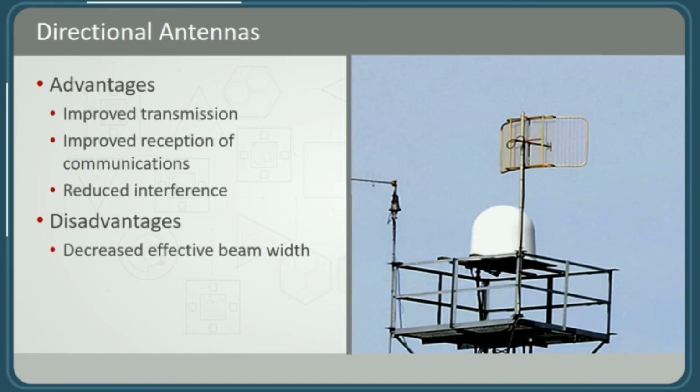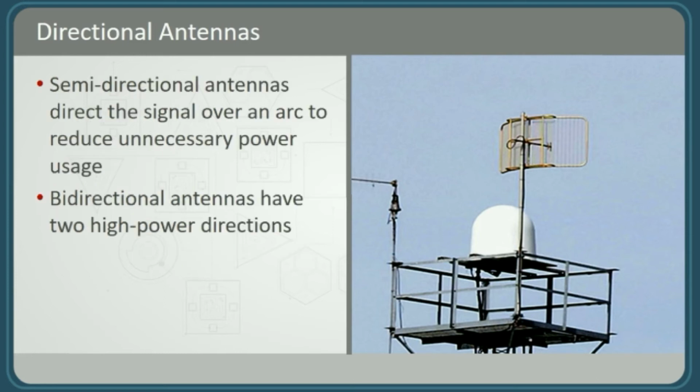But it can have the disadvantage of effectively being decreased in terms of its width. In other words, if you need that very broad coverage, then directional antennas don't do the job. They are more focused. So again, it depends on the application, really, with respect to is that an advantage or a disadvantage. Now, within the directional, there is also what's referred to as semi-directional, wherein it directs the signal over an arc to reduce unnecessary power usage. Again, just trying to limit the wasted amount of any given signal.